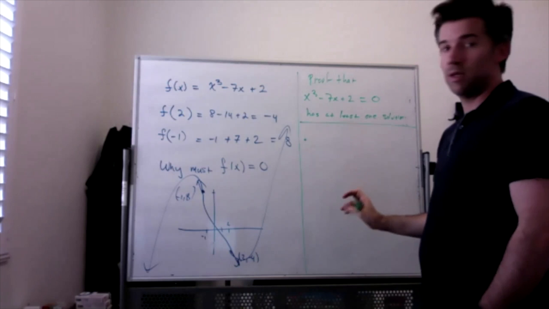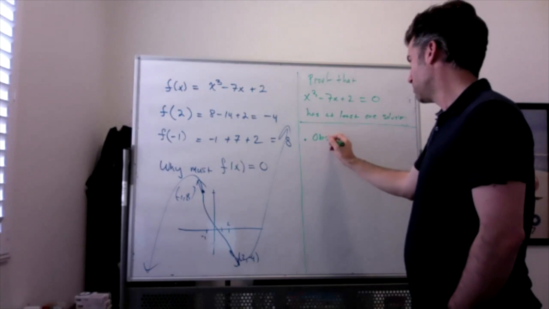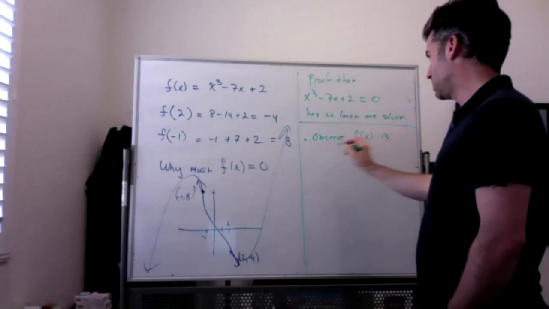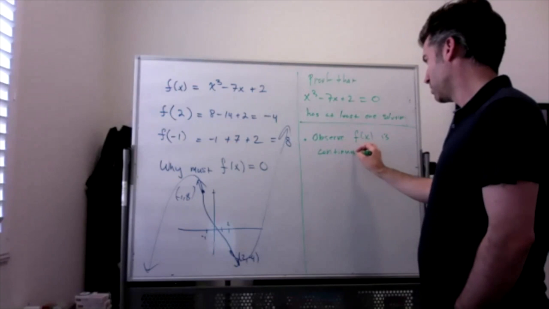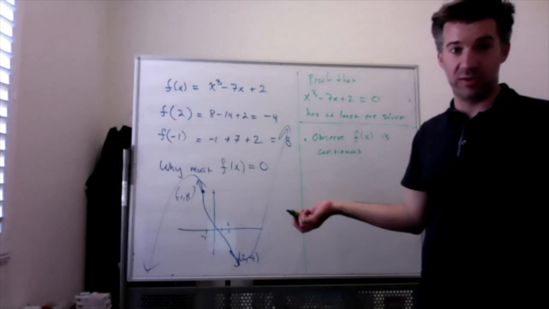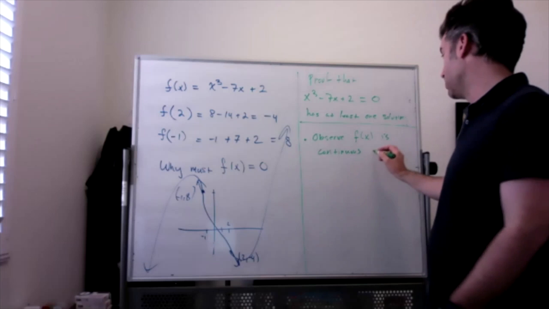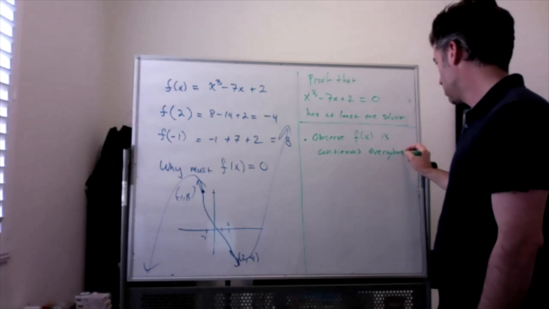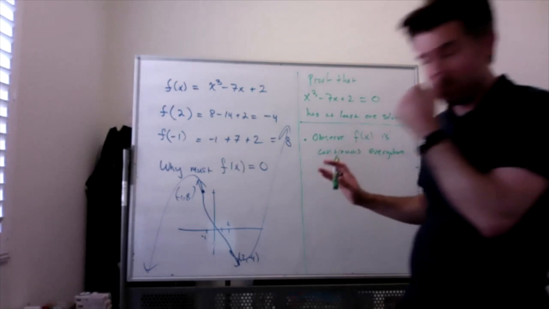Step 1, observe. f of x is continuous. The function only has to be continuous on the interval that we're interested in looking at, but more is never a problem. This function is continuous everywhere, just like any polynomial is continuous everywhere.